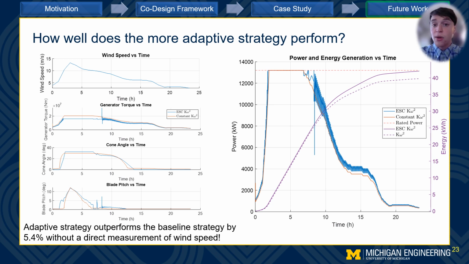As a quick preview into the upcoming extension of this work, we compared the performance of the more adaptive control strategy I mentioned a moment ago to an existing control strategy from the literature, using the same wind data. Here, the more adaptive strategy outperforms the baseline strategy by about 5.5% over a 24-hour simulation, without direct measurement of wind speed.